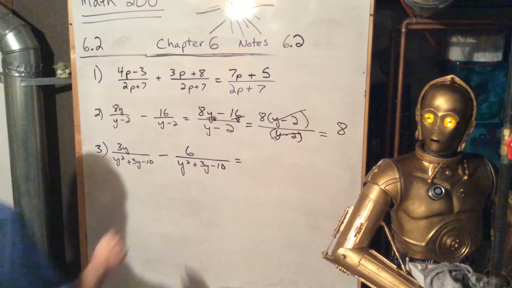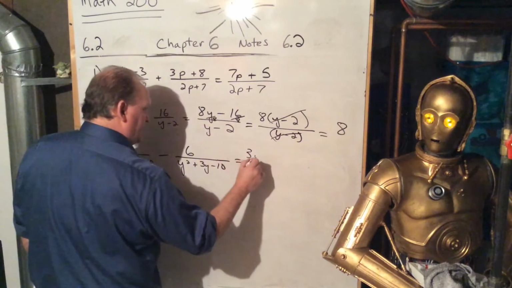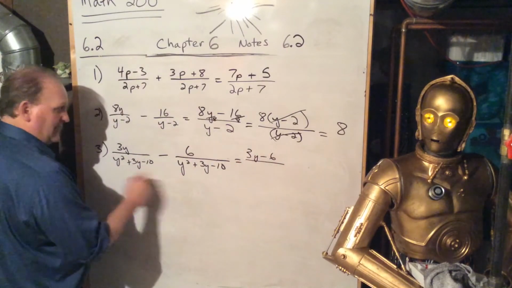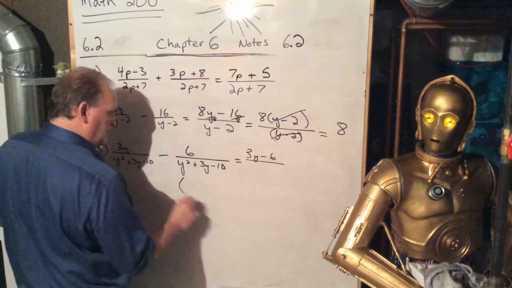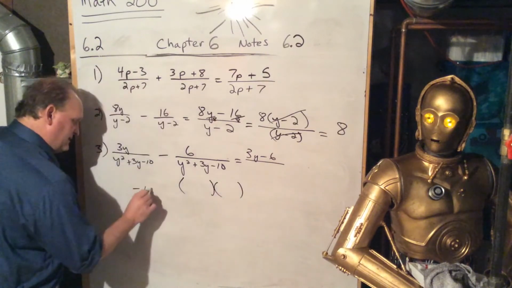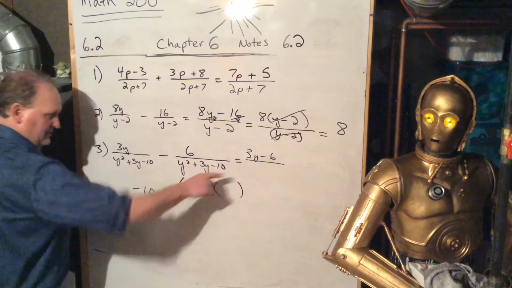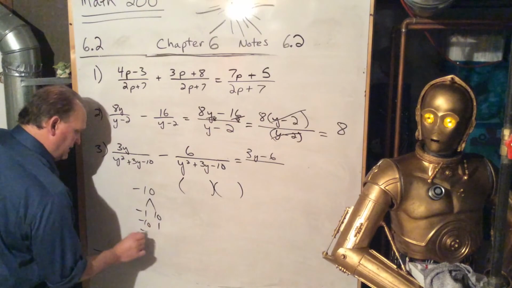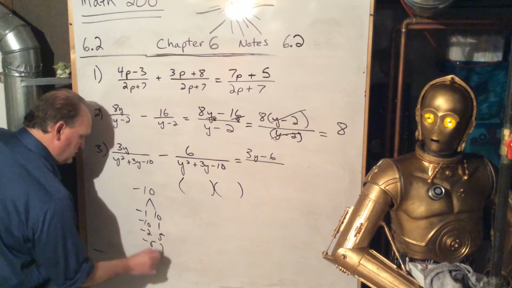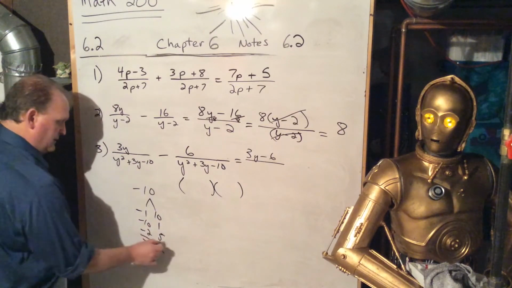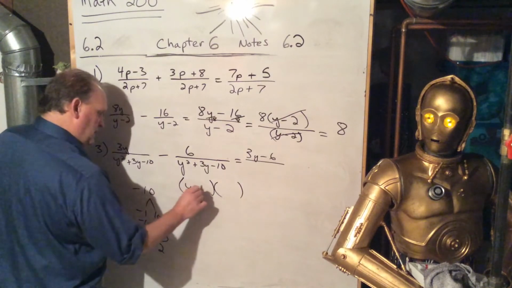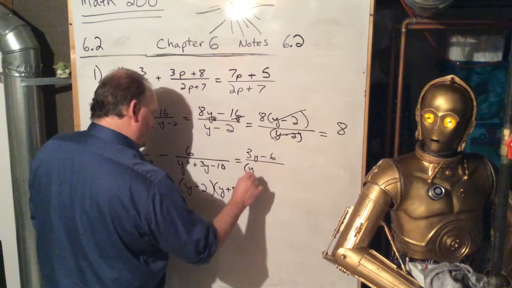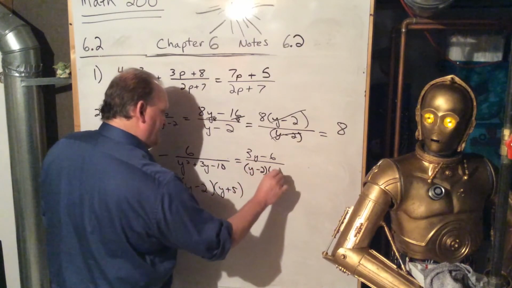Same thing with this. 3y minus 6 on the top. On the bottom, we can factor that. That is factorable. It multiplies to be negative 10. It's the exact same thing twice. So multiplies to be negative 10: negative 1 and 10, negative 10 and 1, negative 2 and 5, negative 5 and 2. It's got to be this one. y minus 2, y plus 5. So we have that on the bottom, y minus 2, y plus 5.